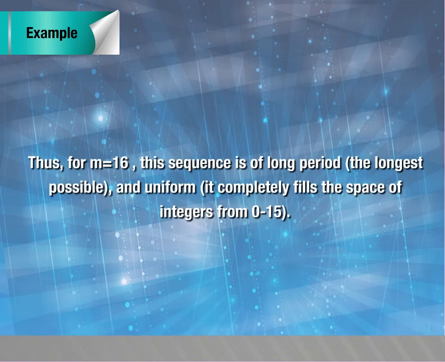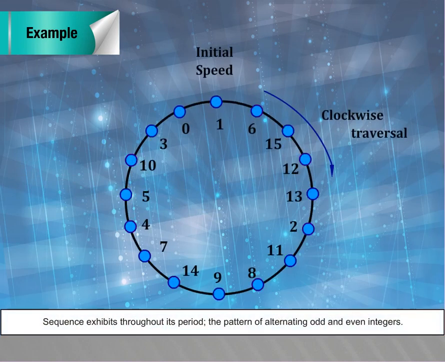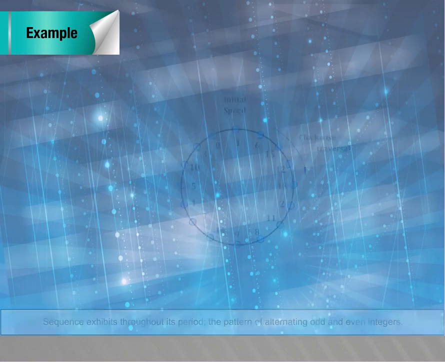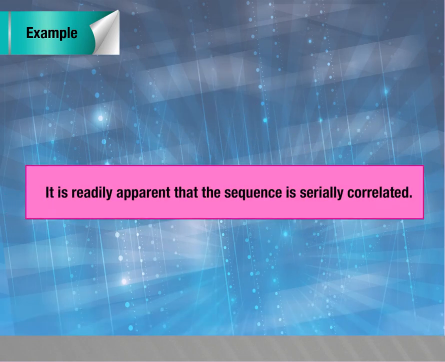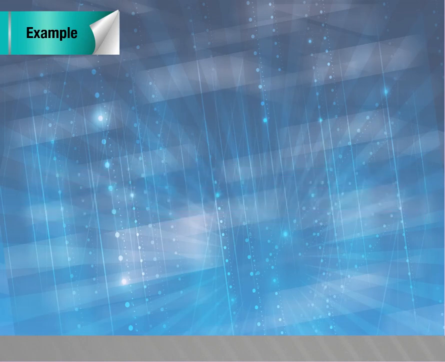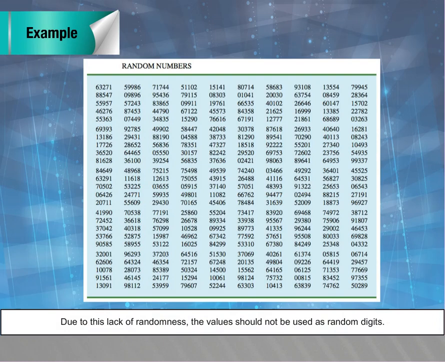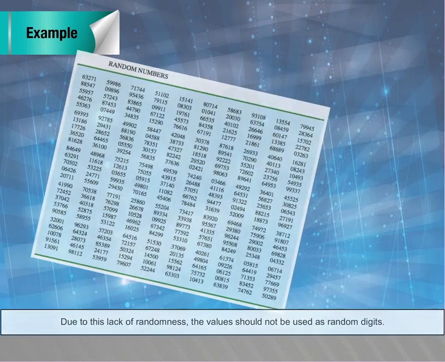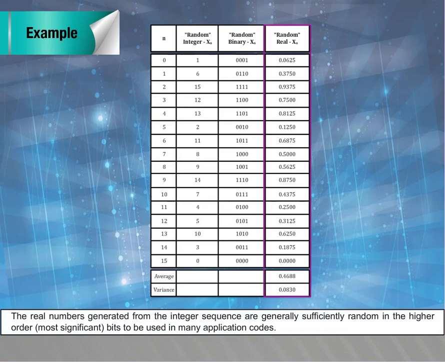Thus, for M equal to 16, this sequence is of long period, that is the longest possible, and uniform, that is it completely fills the space of integers from 0 to 15. The sequence exhibits throughout its period the pattern of alternating odd and even integers. It is readily apparent that the sequence is serially correlated. Due to this lack of randomness, the values should not be used as random digits. The real numbers generated from the integer sequence are generally sufficiently random in the higher order, that is, most significant bits, to be used in many application codes.